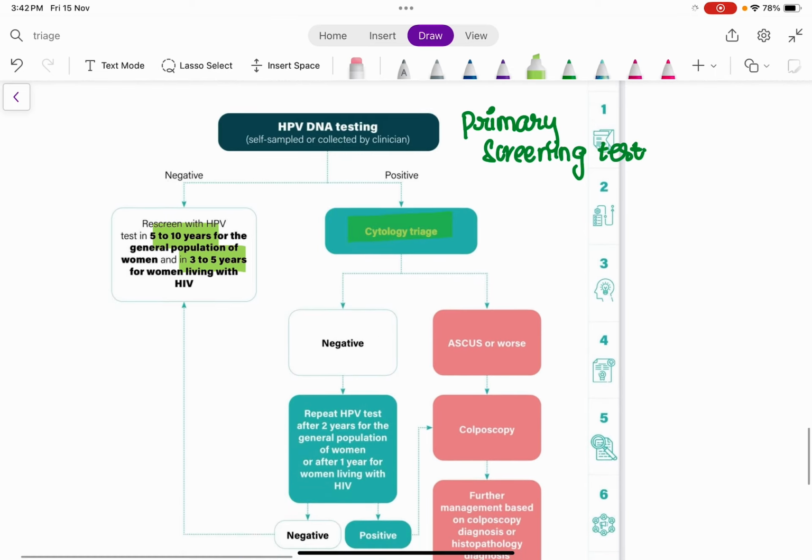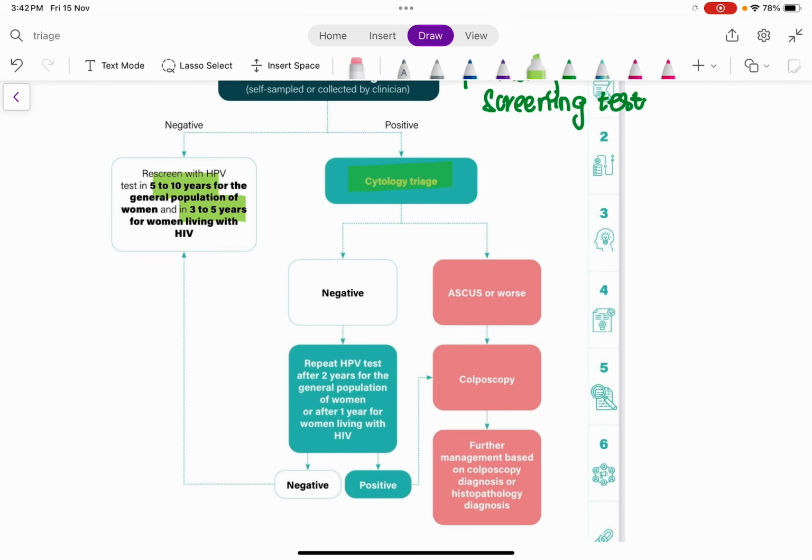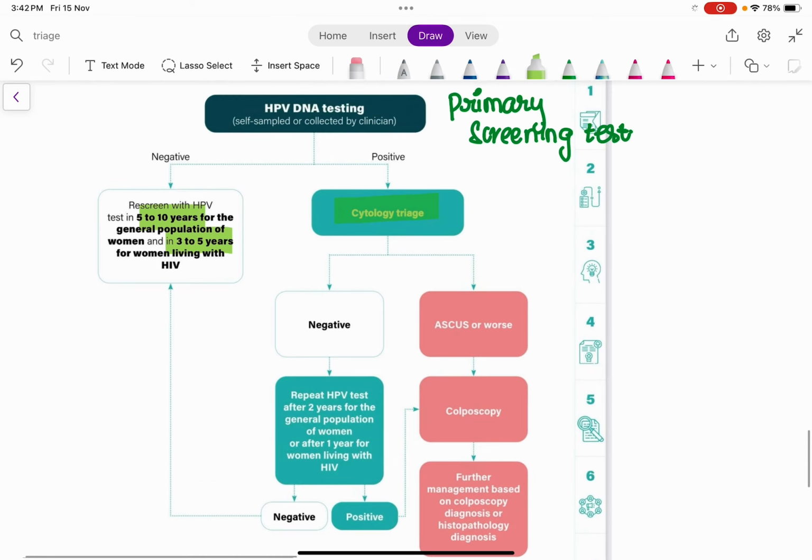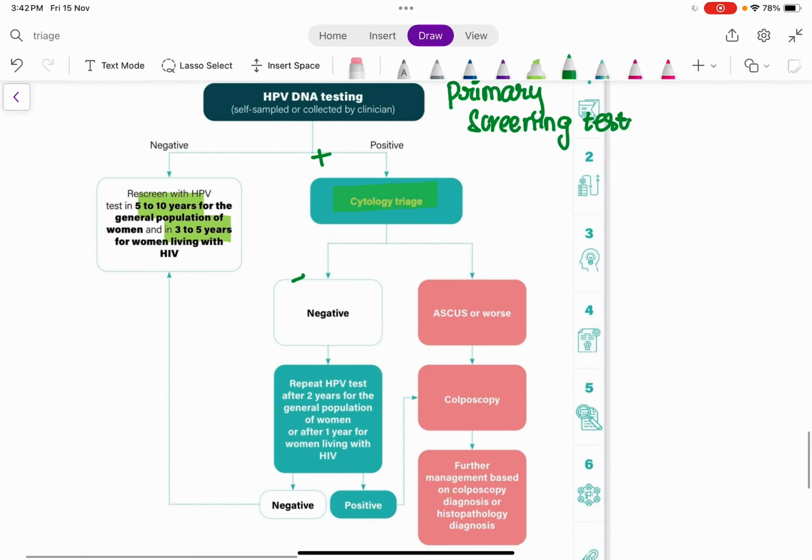pap smear. If the pap smear comes out to be negative, what are you going to do? Here the primary screening test is positive and the triage test, the pap smear, is negative. So here you have to repeat the positive test. Repeat the HPV DNA testing after 2 years in the general population, after 1 year in HIV positive females.